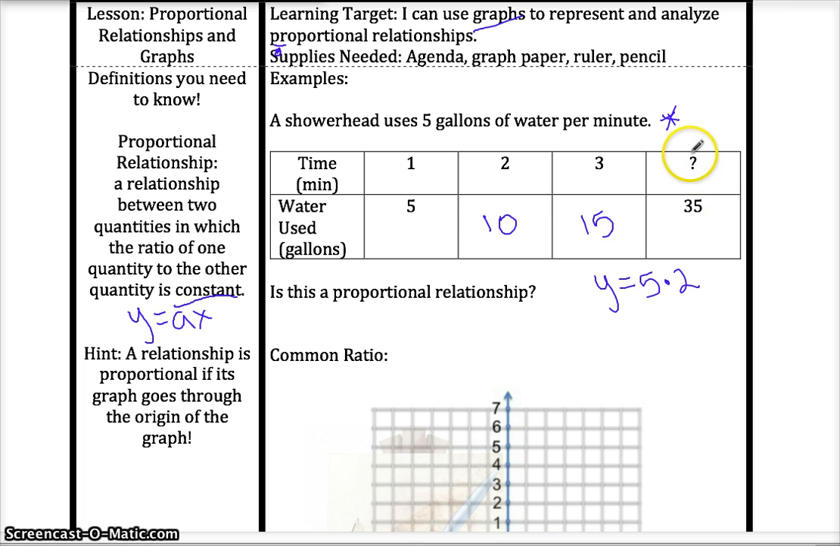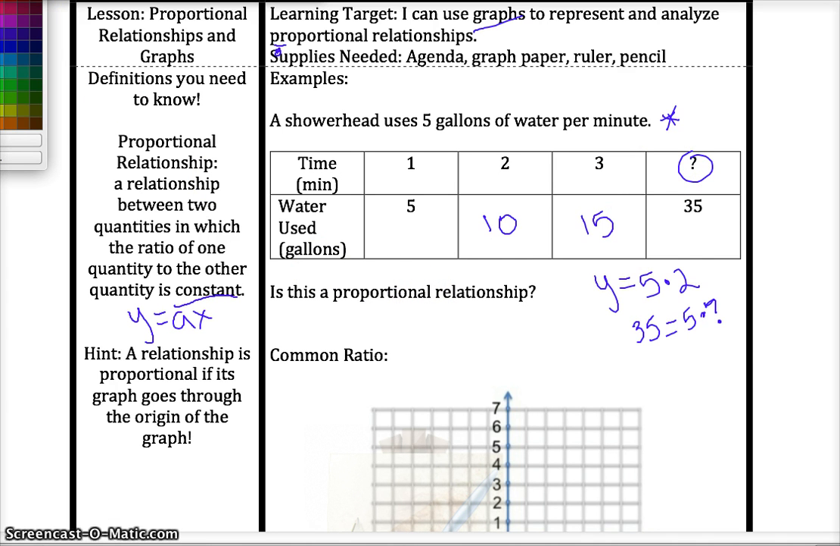And then this question mark up here is asking you how many minutes go by when it's using 35 gallons of water. So this time it's telling you the y. So it's telling you y equals 5 times something. So this is just a division problem, and you can figure out what that's going to be and go ahead and write it in this box. And then the second question is asking you, is this a proportional relationship?